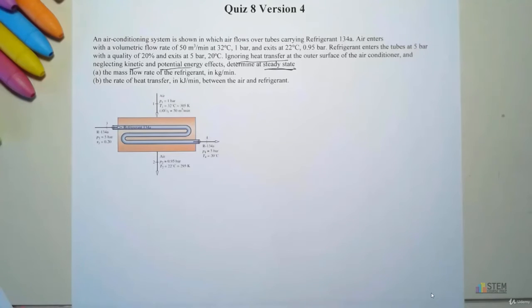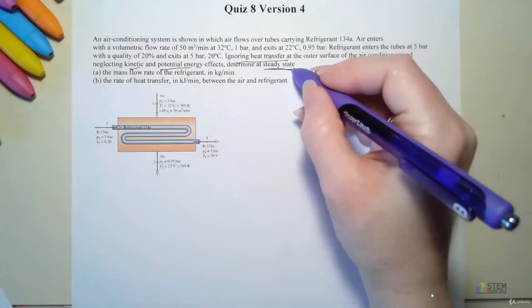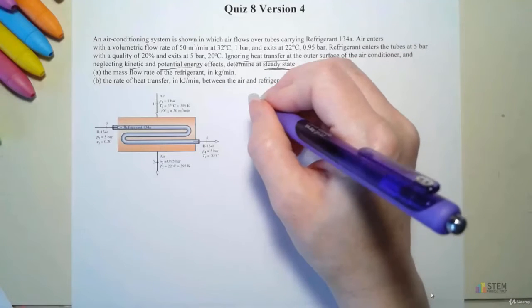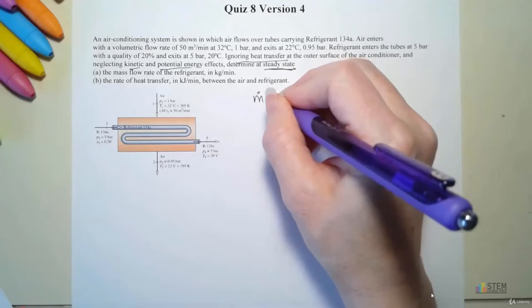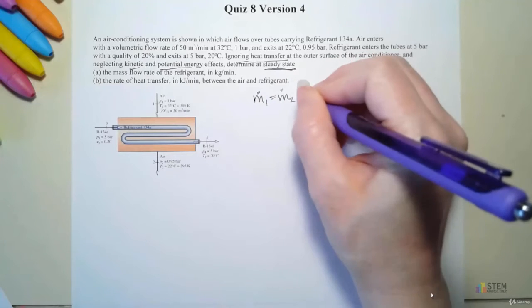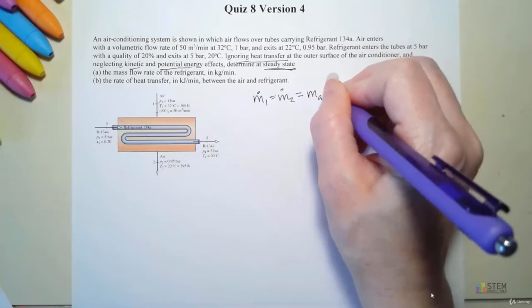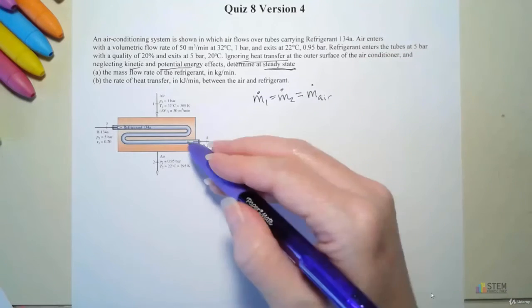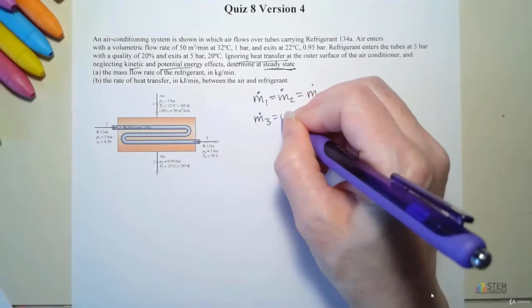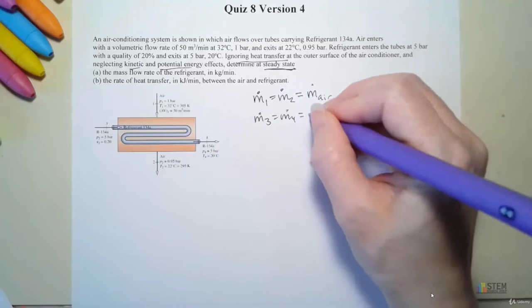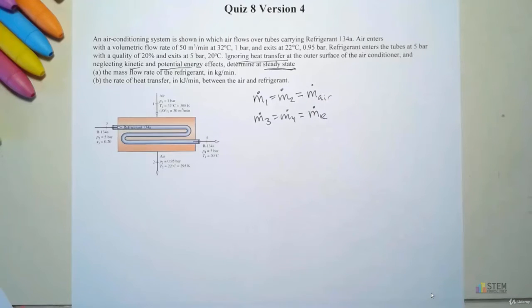Now this is mass flow rate, so pay attention, we had steady state. So for mass flow rate, we know that m1 dot is going to equal m2 dot. So this is dealing with air. And those are going to be the same, so let's just call it m air dot. For the refrigerant, we'll have m3 dot equals m4 dot, which is then mr dot. So now we've got that. Let's go ahead and get another equation, because obviously we don't have enough information here.